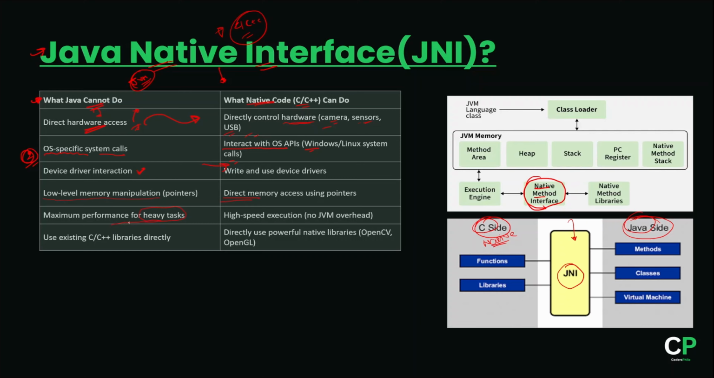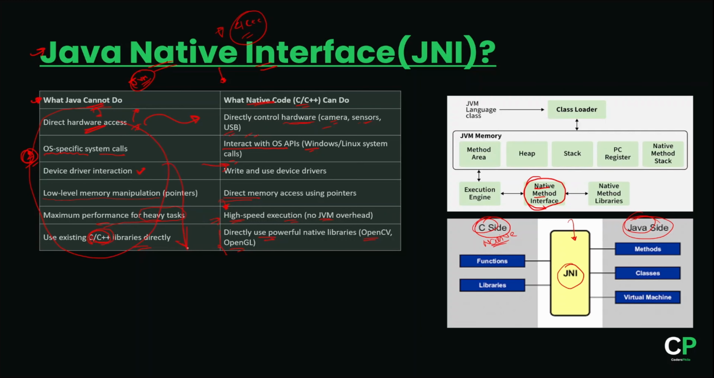Java cannot utilize the maximum performance for heavy tasks, but since the code is written in a native language, it ensures high-speed execution with no JVM overhead. Java cannot directly use existing C or C++ libraries, but on the native side you can directly use powerful native libraries like OpenCV. So these are some of the limitations of Java.